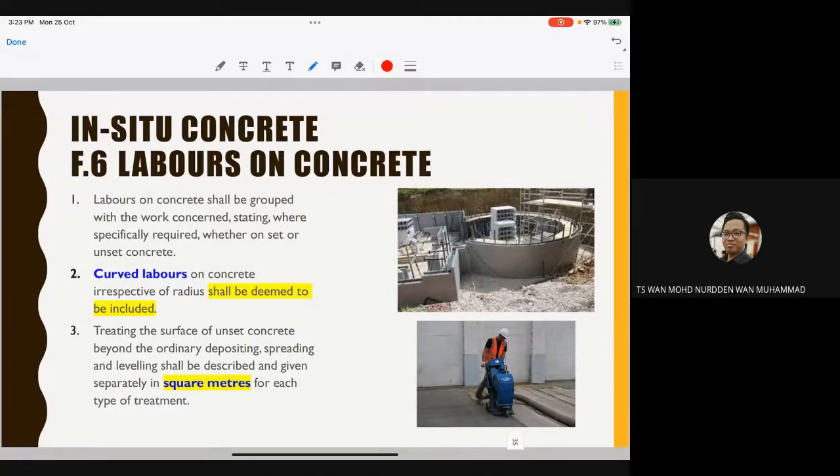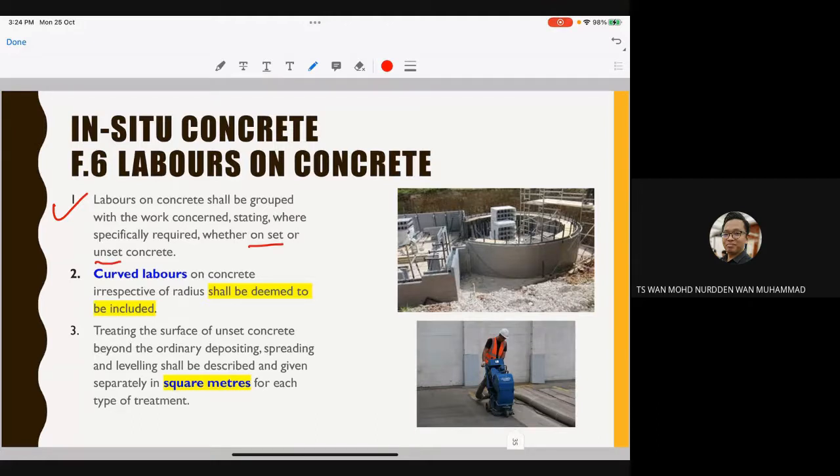F.6 is about labor on concrete. Okay, labor on concrete. What does labor on concrete mean? It is the work on the concrete, not the work of making the concrete. It means work done on the concrete that we have made. Let's see what it is. Number one, labors on concrete shall be grouped with the work concerned, stating where specifically required, whether on-set or unset concrete.